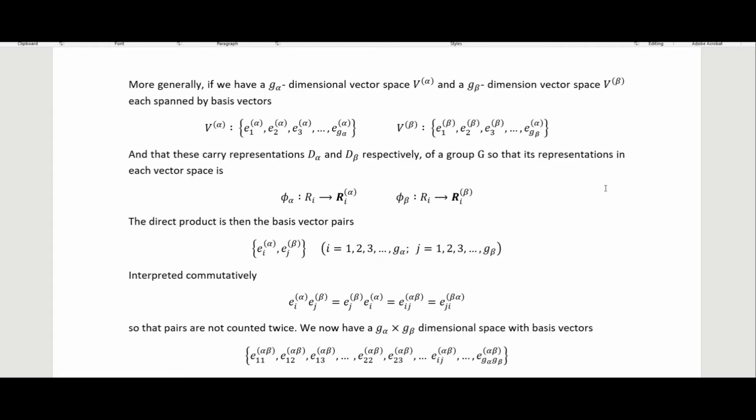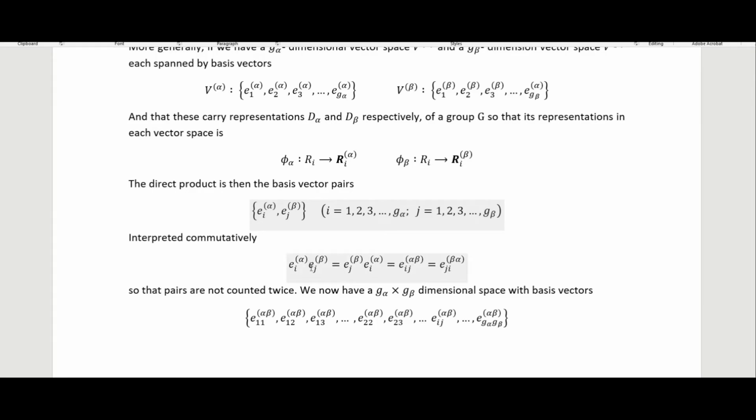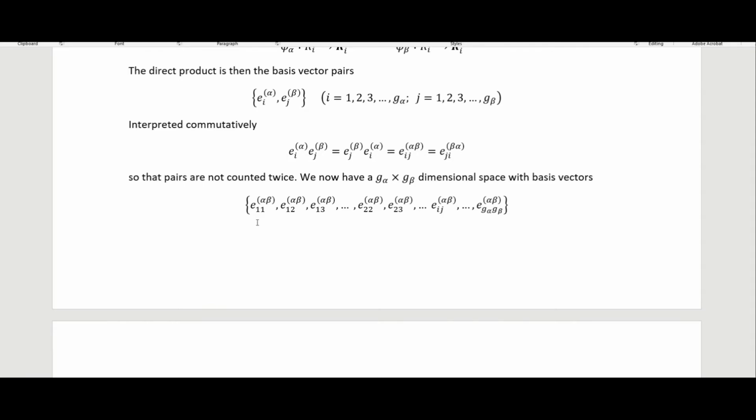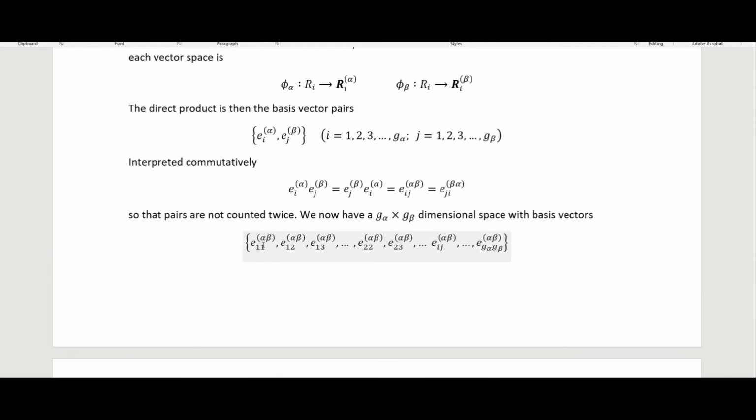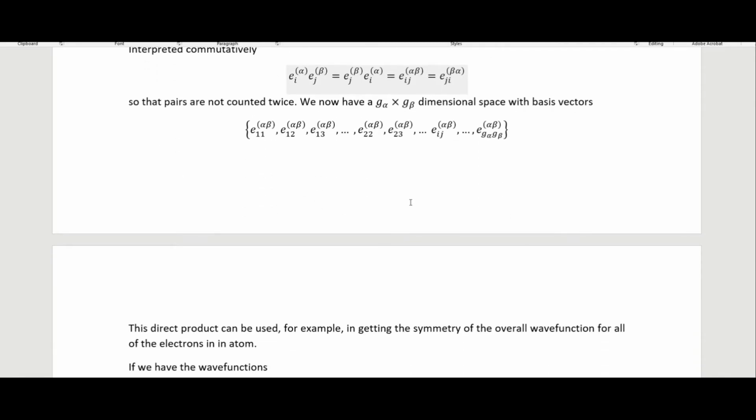So those representations in each vector space are mapped like this. Then the direct product is the basis vector pairs like this. We are interpreting these commutatively so that we're not counting things multiple times. And so we get this much larger set of basis vectors that are the products of each of these basis vectors, going through all the permutations of I and J.